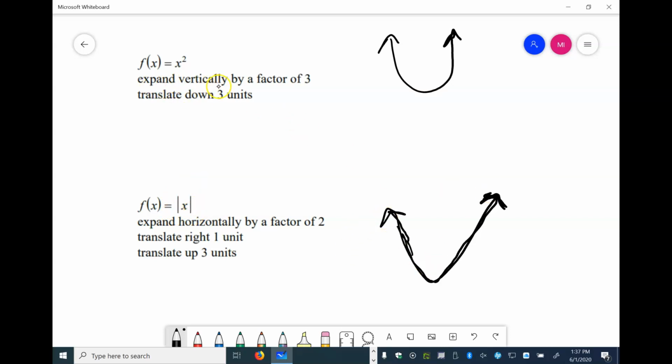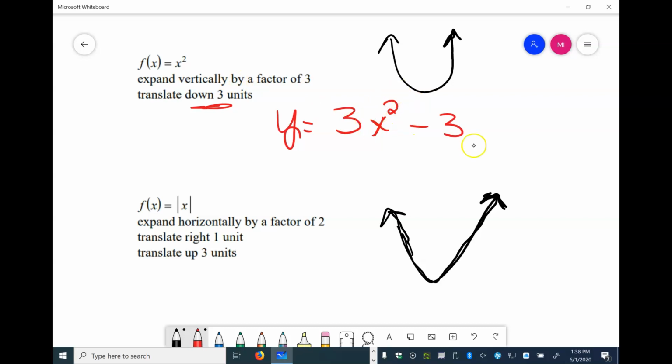But for these directions here, I would like for us to expand vertically by a factor of 3 and translate down, which means shift down 3 units. So what would the equation look like if we were to do that? So I have y equals, and a factor of 3 vertically, that means I'm going to have a whole number in front. Here's my x squared as my base function, and then it's going to shift down 3. So I'm going to put minus 3 on the outside.